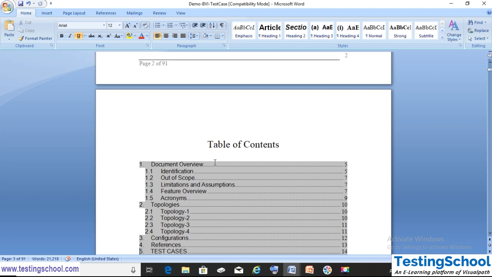Person A has written it, 22nd December 2010. It was finalized. And how many times did it get revised? 3 times. So you can give 0.3 or 3 times also. And the reviewers were person B, person C, person D.